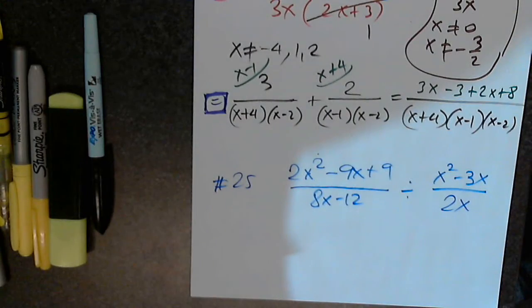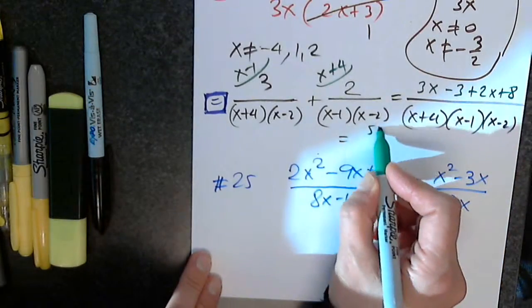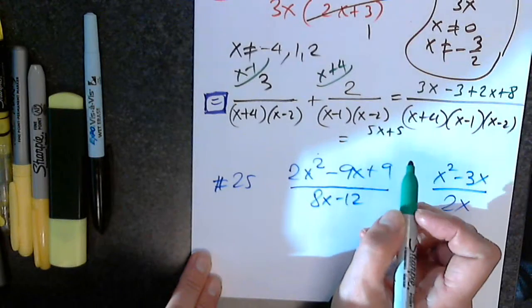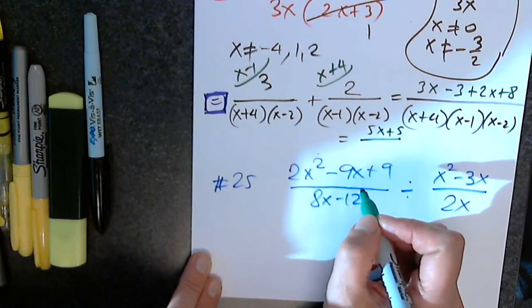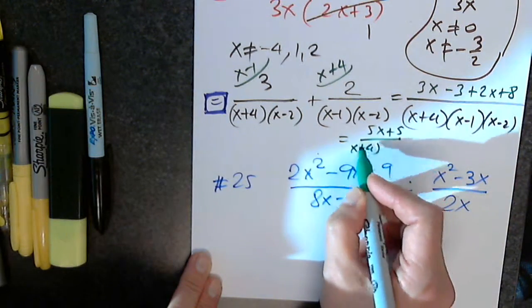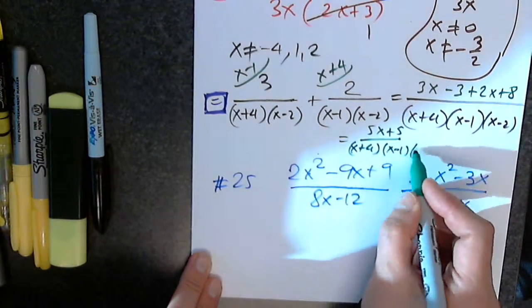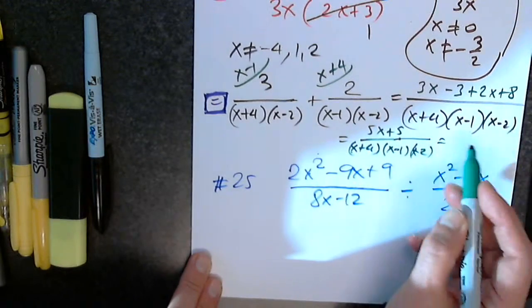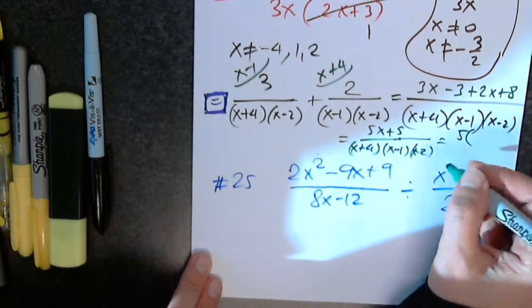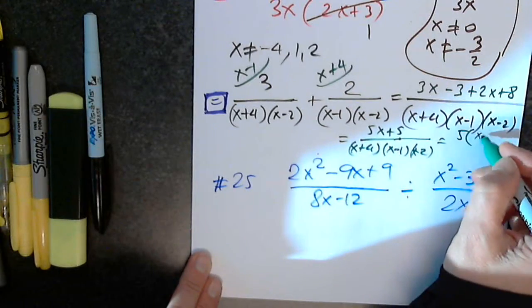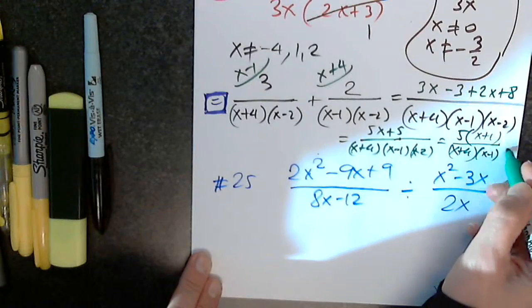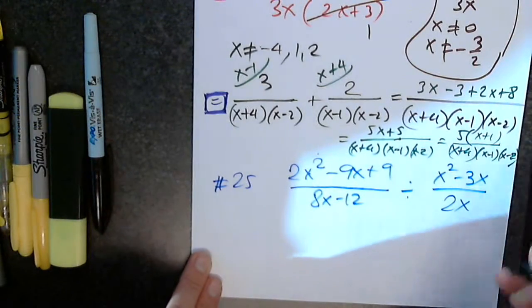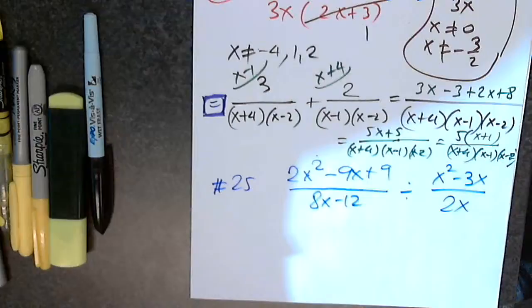and 3 plus 2 is 5, so this is 5x plus 5 divided by x plus 4, x minus 1, x minus 2. And I would factor out 5, although I'm not going to be able to simplify because it's x plus 1 over x plus 4, x minus 1, x minus 2. Are we comfortable with this?